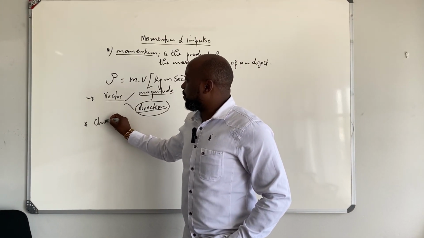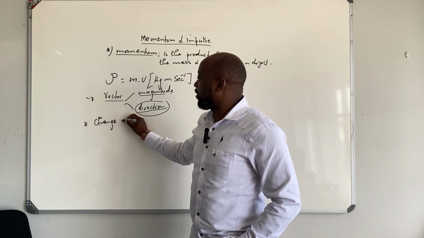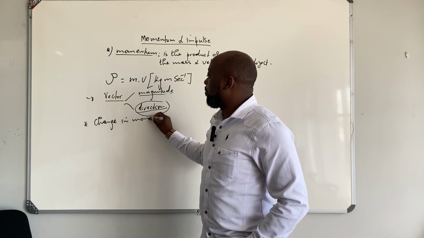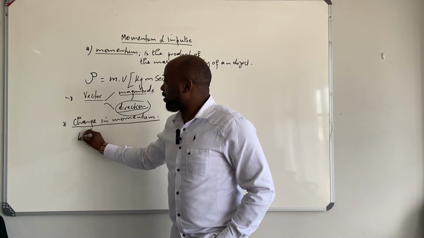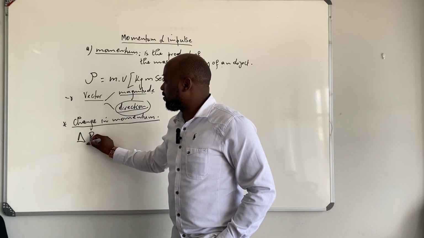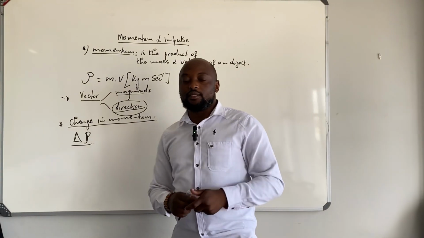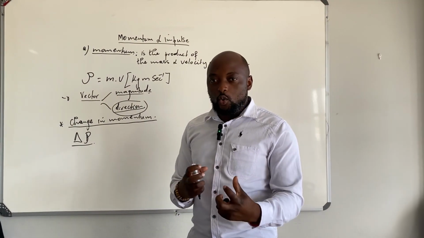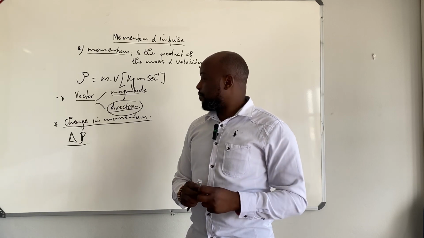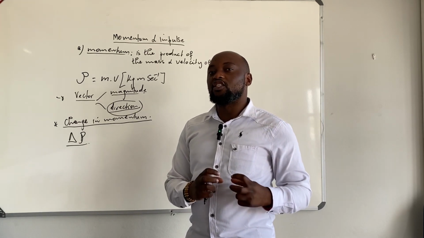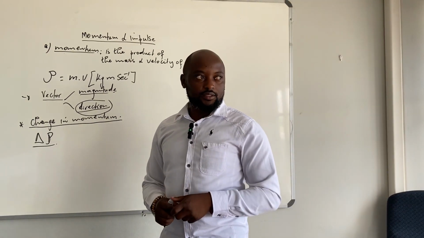Then aside from that, there is one part of the work that is called change in momentum. A change in momentum has this kind of symbol: delta P, change in momentum. What can cause a change of momentum? A change in momentum is due to the change in velocity of the object.